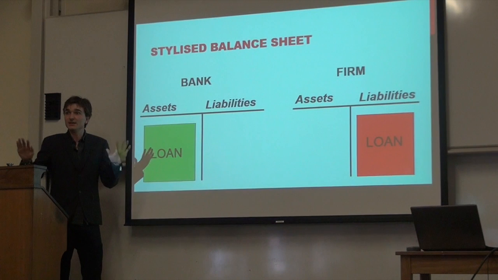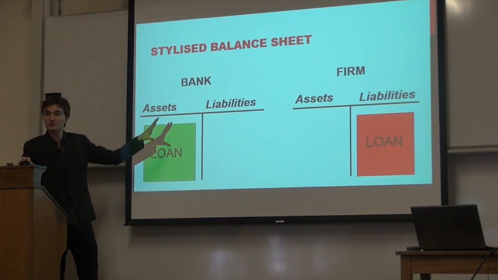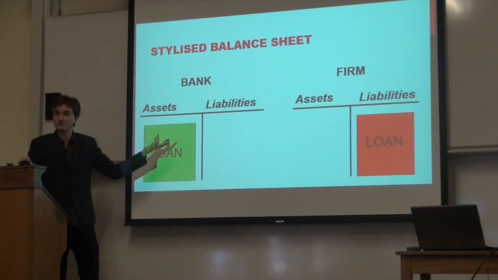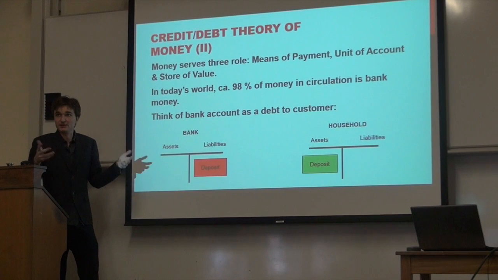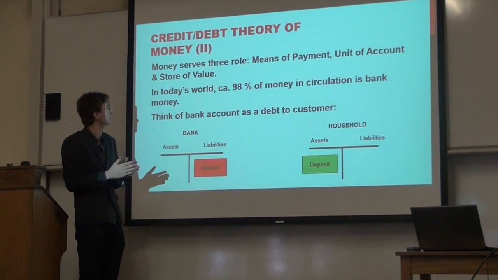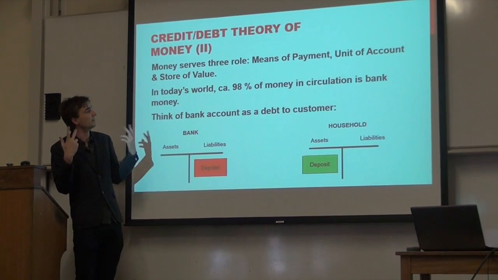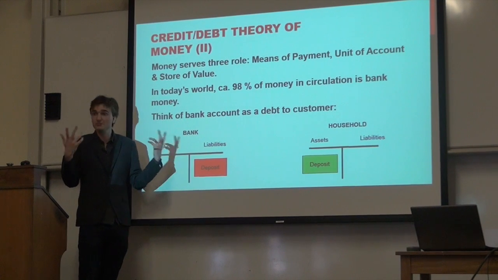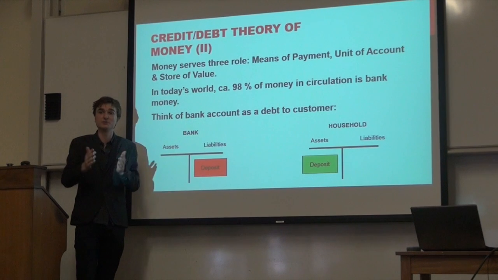And at this point we completely abstract from interest rates, right? And I'm going to use this mode of representation to look at money. Now, okay, what's money, right? We know it has three different roles. It's a means of payment, a unit of account, and a store of value. And I think if you use this criterion, then in today's world, 98% of money in circulation is bank money, right? It's the money that people have in their bank accounts and they use to make payments.